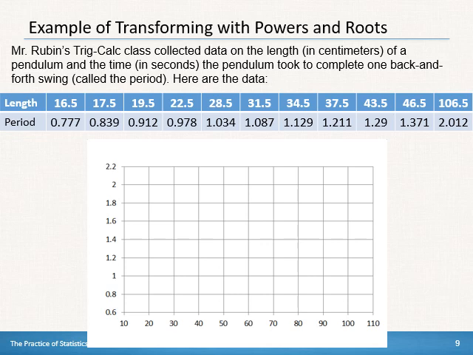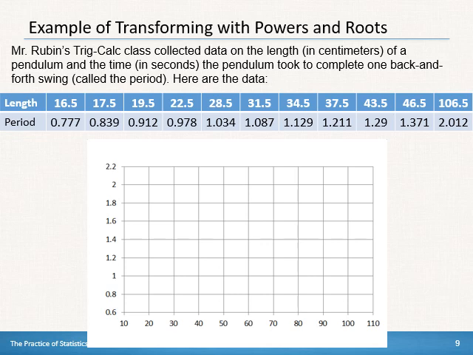All right, so here's another example. Mr. Rubin's trig calc class collected data on the length in centimeters of a pendulum and the time in seconds that the pendulum took to complete one back and forth swing. This is called the period. And here are the data. So the lengths are in centimeters. The period is how long it takes for the pendulum to go once across and back again.